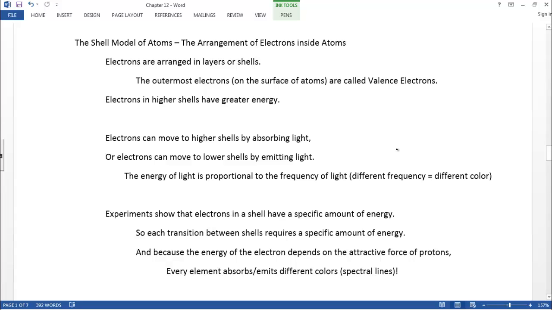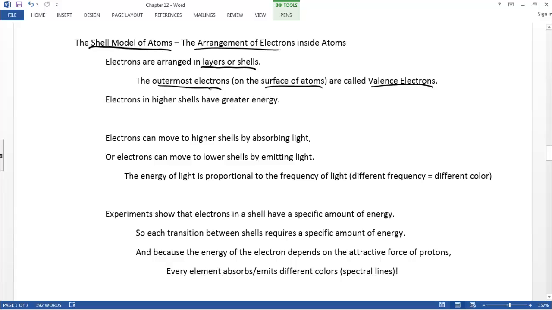Exploring the atoms in more detail, let's talk about those electrons. Where are they? Well, there's something called the shell model. It's based on experimental data, and it tries to get at how the electrons are arranged inside the atom. And it turns out that the electrons appear to be arranged in shells or layers, and the electrons in the highest shell, at the surface of the atom, those are called the valence electrons. The outermost electrons are the valence electrons.